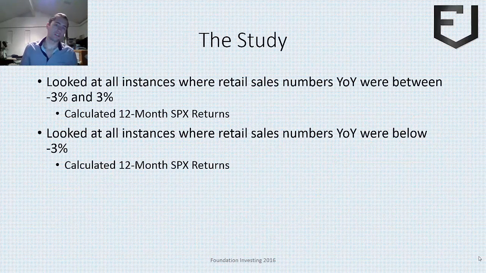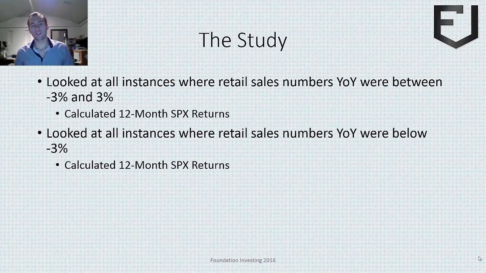Now, I wanted to test a couple of assumptions I made from that chart, so we conducted a study. We looked at all instances where retail sales numbers year-over-year were between negative 3% and 3%, and then looked at the 12-month SPX returns after that reading. We also looked at all instances where retail sales were below negative 3%, so extreme negative readings, negative 4, negative 5, even negative 8 in the 2008 Great Financial Crisis. We calculated the 12-month returns after those readings, and this is what we got.